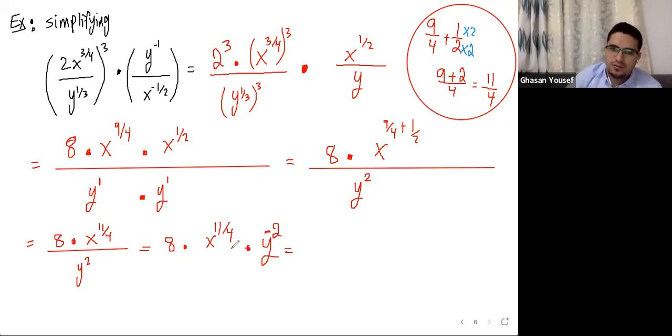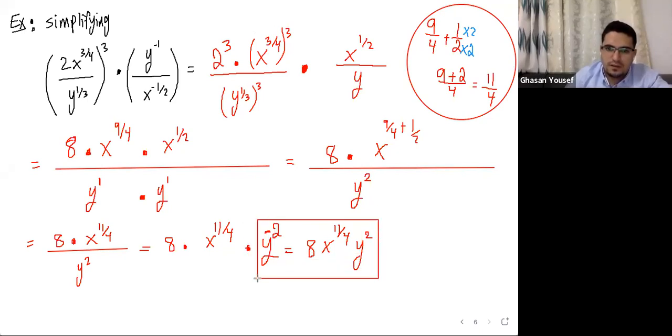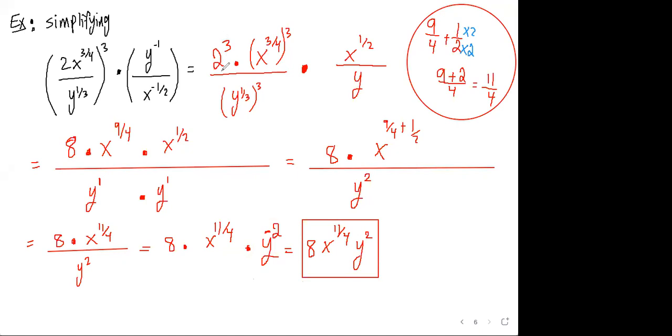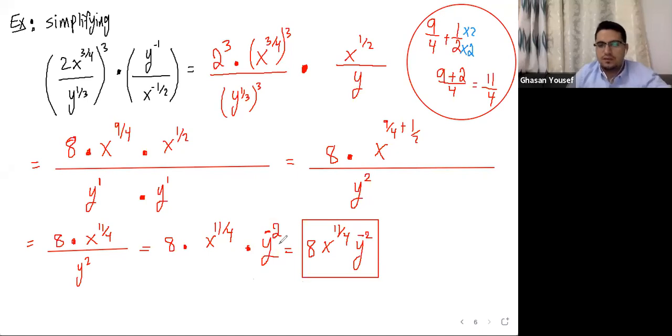And this is the final answer. So I can remove the multiplication. That gives me 8 x to the power 11 over 4 and times y to the power 2. Any question? Shouldn't that be -2 in the answer? Negative 2 here, sorry. So 11 over 4 times y to the power minus 2. Yes, and 8.